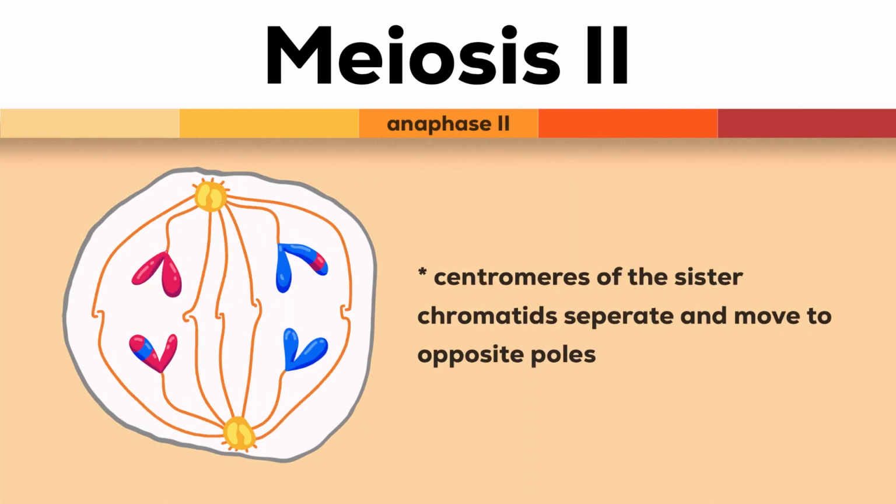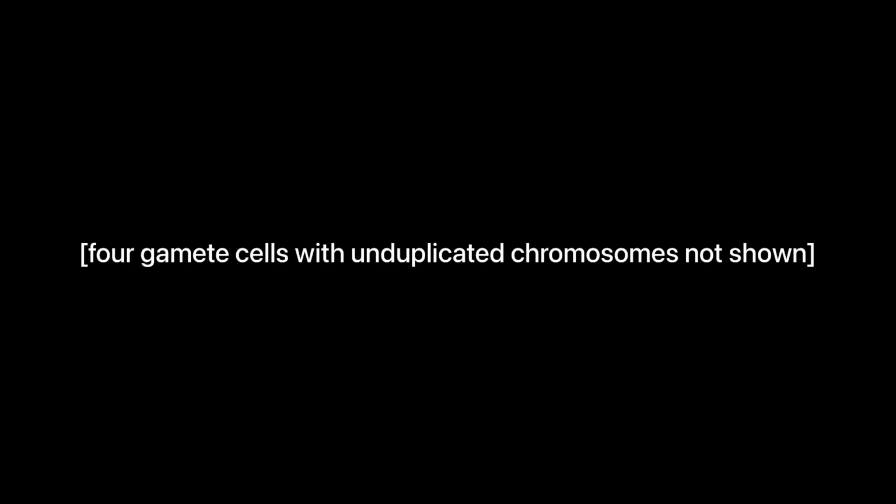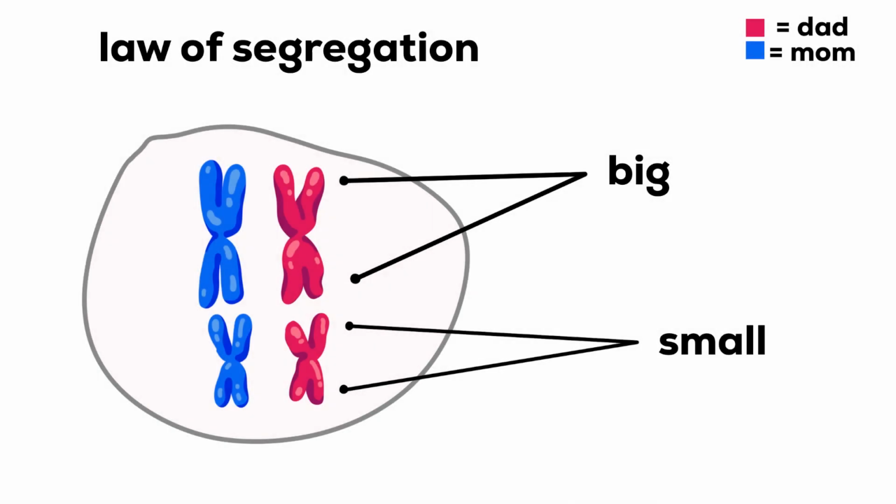At anaphase 2, the centromeres separate the sister chromatids through spindle retraction, and then at telophase 2 and cytokinesis, the spindle fully retracts and the nucleus reforms, and now there are 4 gamete cells with unduplicated chromosomes.